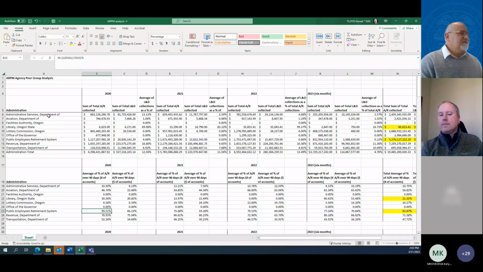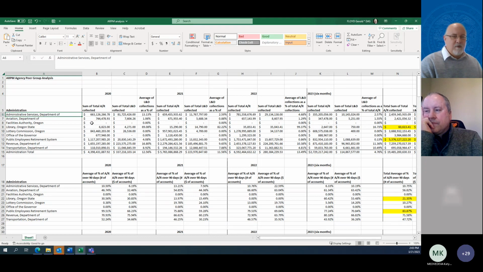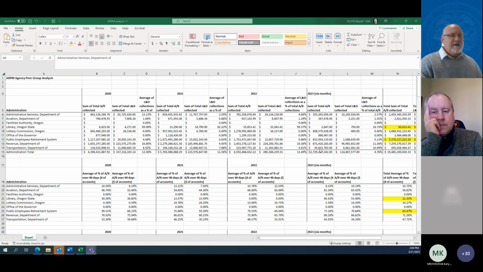What we have done is take data going back to 2020 for the quarterly ARPM information, and now group it via pivot tables and so forth. And I've pasted the information into this just to show you how we're using that information to look for where an agency might be a little bit different than others in their similar peer group.